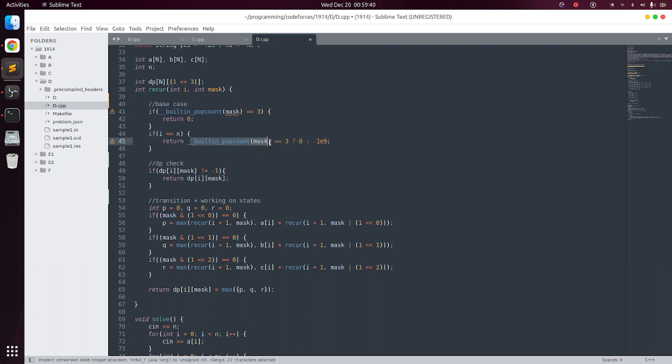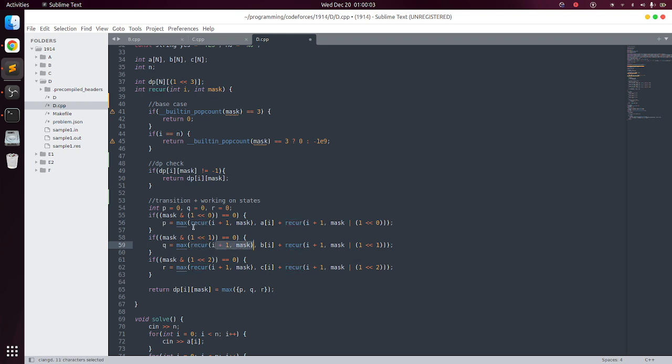So if all three activities have been done, you return 0, or else you return minus 1e9. And then you have three cases, like which activity you have to do on the ith. You can only do that activity if that activity's mask position is unmarked, so that mask bit is unset. That is it. Yeah, so you have this mask thing, and you just go to i plus 1.